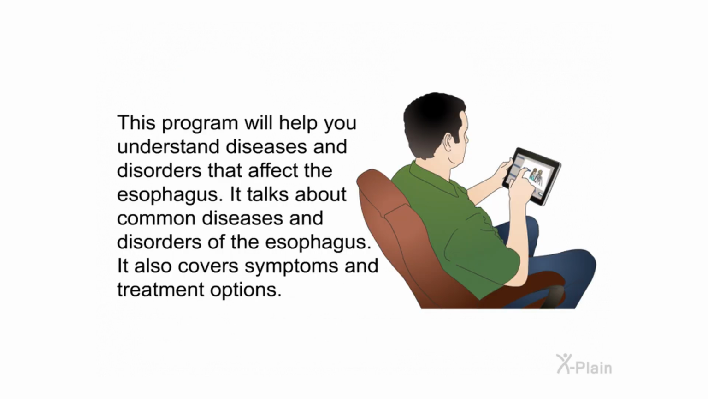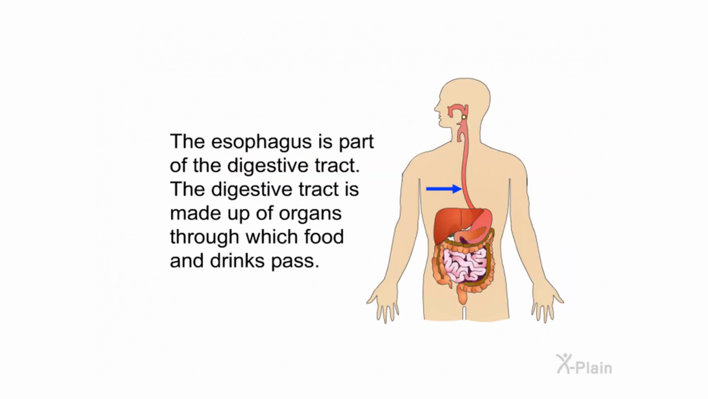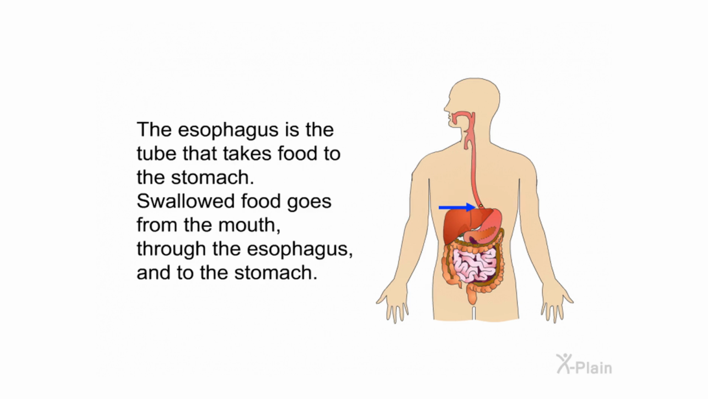This program will help you understand diseases and disorders that affect the esophagus. It talks about common diseases and disorders of the esophagus. It also covers symptoms and treatment options. The esophagus. The esophagus is part of the digestive tract. The digestive tract is made up of organs through which food and drinks pass. The esophagus is the tube that takes food to the stomach. Swallowed food goes from the mouth through the esophagus and to the stomach.